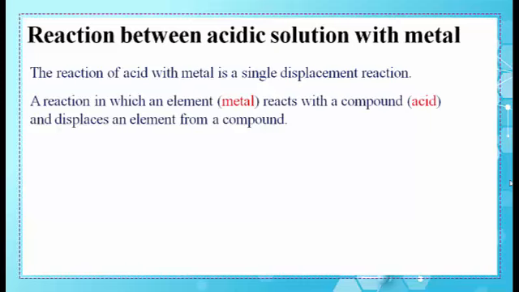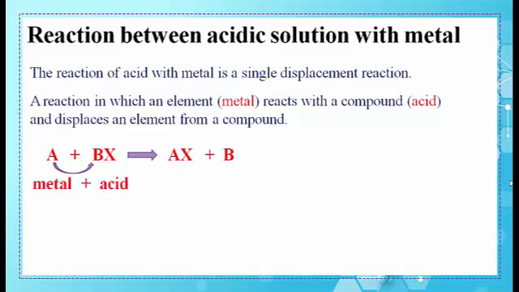What is a single displacement reaction? It is a reaction in which an element, which is here a metal, reacts with a compound, which is the acid, and displaces an element from the compound. In general, we can write a single displacement reaction as A plus BX. A is the element and BX is the compound. A replaces B in the compound to give AX plus B.